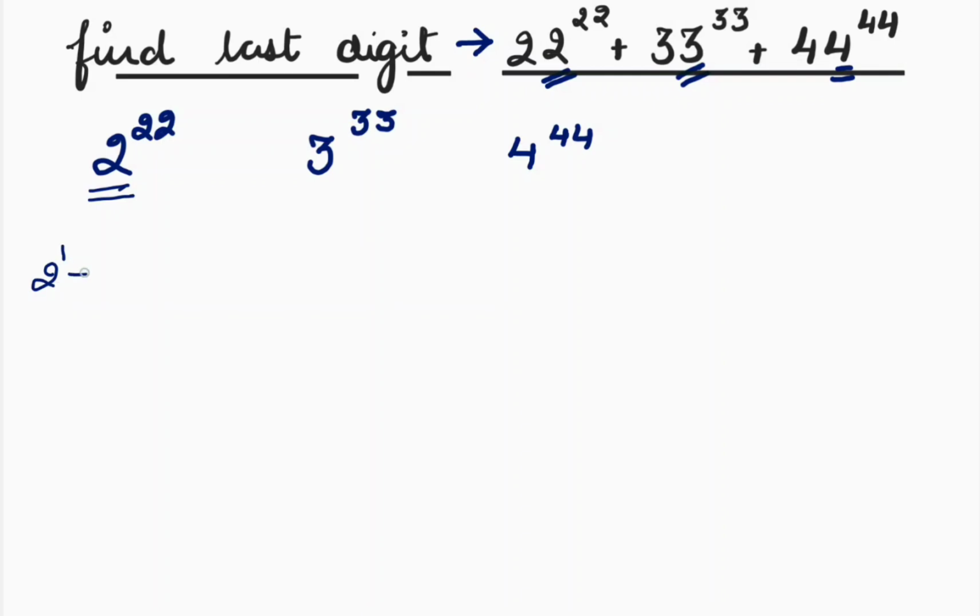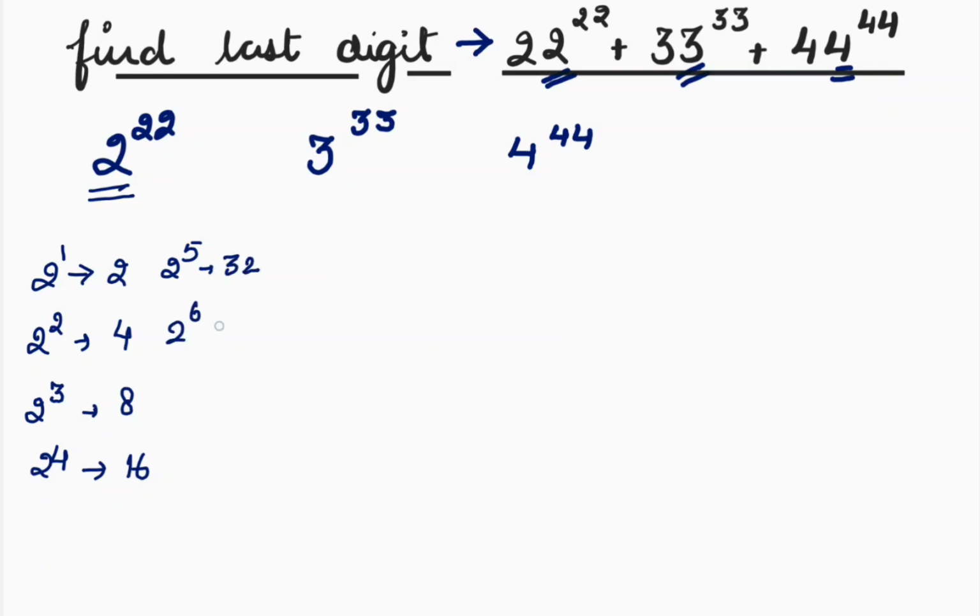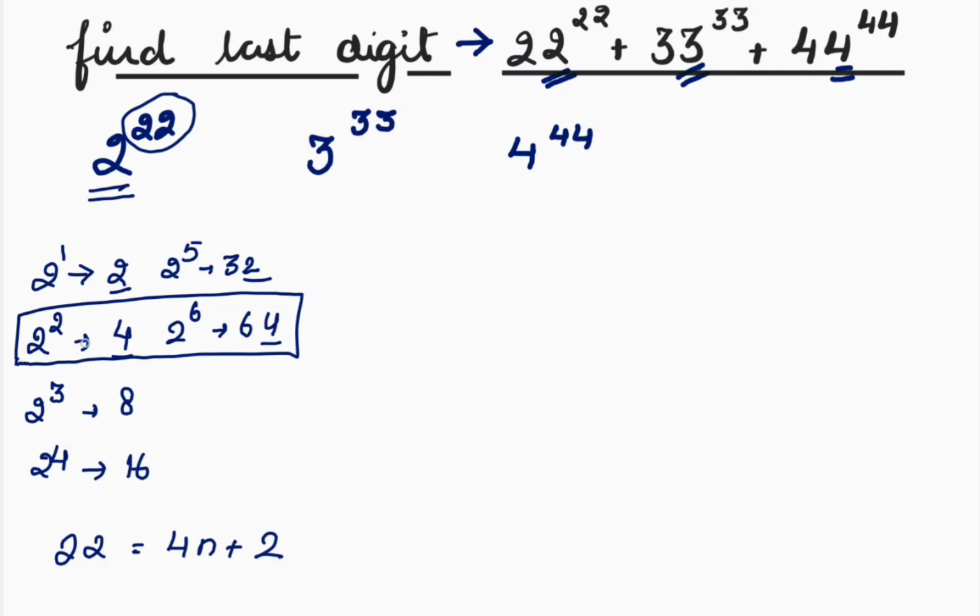2 raised to the power 1 is 2, 2 squared is 4, 2 cubed is 8, 2 to the power 4 is 16, 2 to the power 5 is 32, 2 to the power 6 is 64. In this case they have the same last digits and the cycle repeats itself in groups of 4. Now look at the power. 22 is in the form of 4n plus 2, which is this cycle. Therefore, the last digit of this number will be 4.